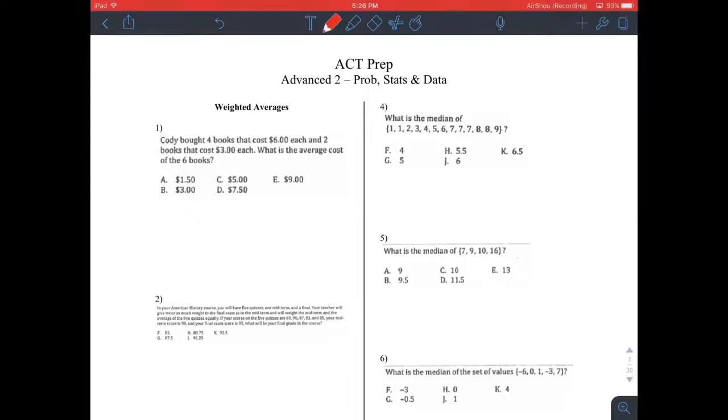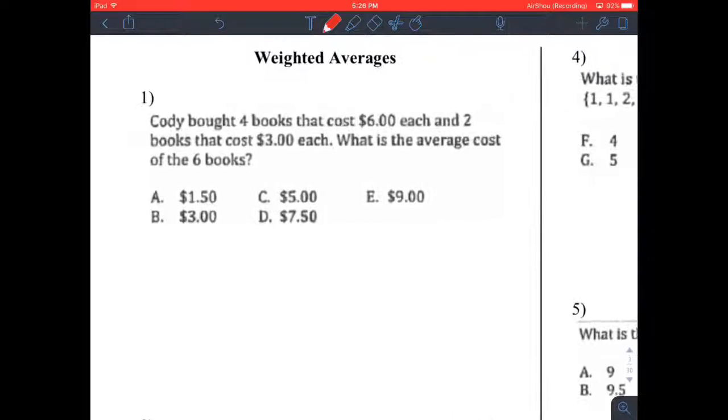All right, this is the advanced second lesson for ACT, probability, stats, and data. Probably going to break this into two different parts, make it more bearable. First, we have weighted averages.